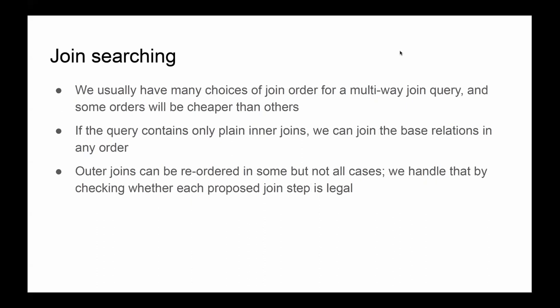So usually we have many choices of join order for a multi-way join query, and some orders will be cheaper than others. If the query contains only inner joins, we can join the base relations in any order. But with outer joins, as we have talked about, they can be reordered in some, but not all, cases. So we handle that by checking whether each proposed join step is legal.